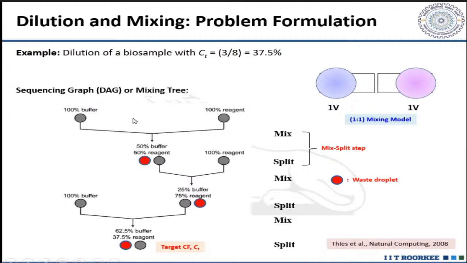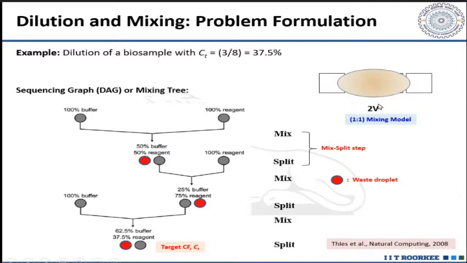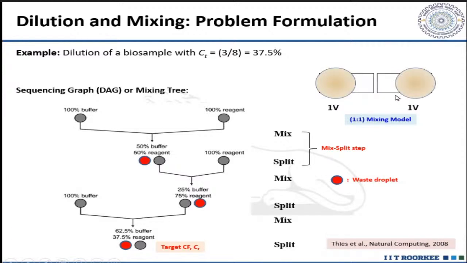this graph? This is a sequencing graph. So this is a problem where you know the target concentration to achieve for the sample, but in your architecture, you are working with a chip where the 1:1 mixing model is allowed. The 1:1 mixing model is one where you have two droplets of two different fluids, and if you mix them, you get a mixture of 2 unit volume, and then if you split, you get 1 unit volume of the mixture separated. So this is called the 1:1 mixing model.